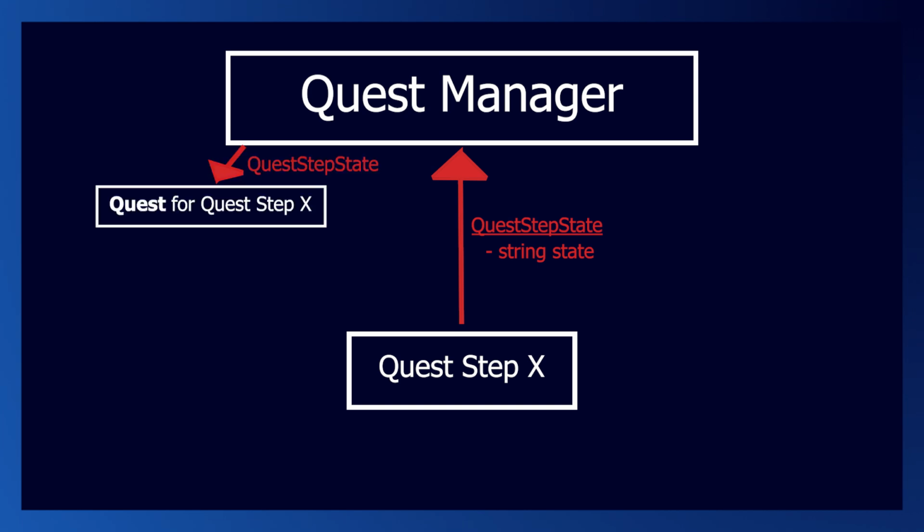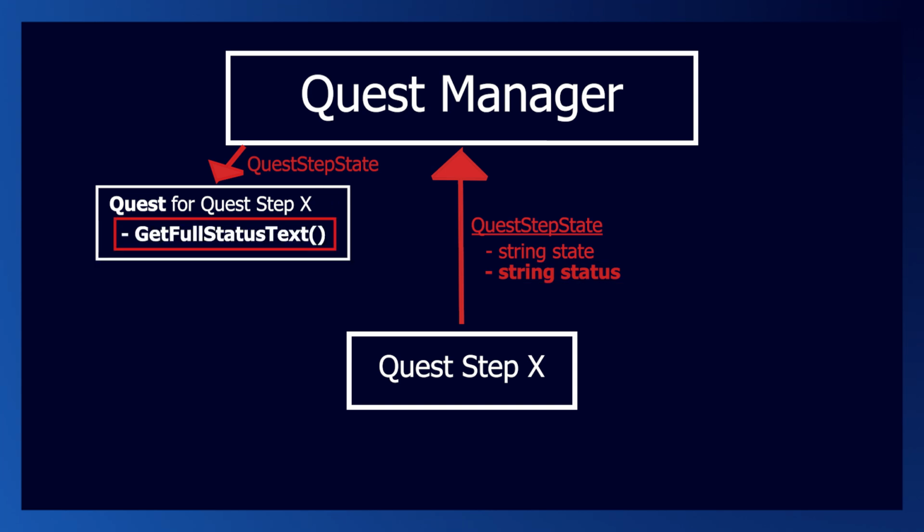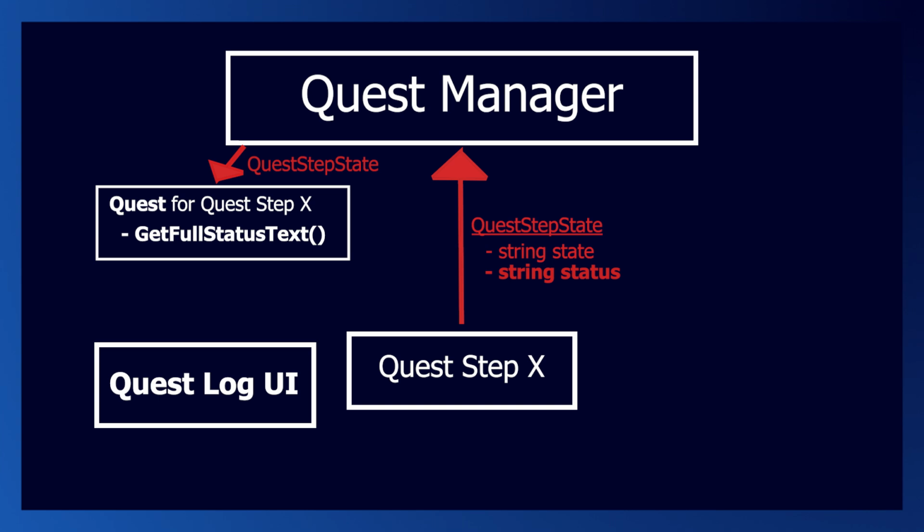So how we're going to do this is by adding on a status field to that information, which is just going to be a string that each individual quest step will manage, and then we can create a public method in the quest class that goes through each of those stored quest step status strings and then returns a full formatted status string for the quest based on that information. And then since the quest log UI already has access to the quest object, it'll be as simple as calling that method to get the full status to be displayed in our quest log.